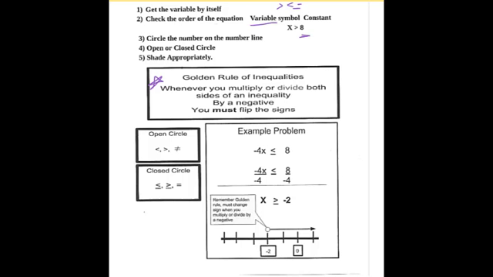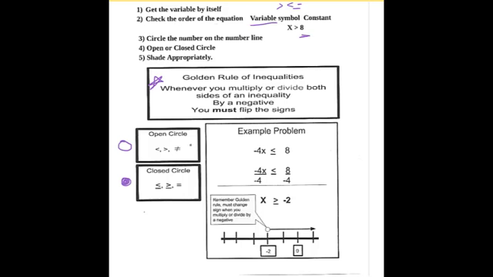On the number line, there are two symbols that we need to know. An open circle is just a round circle with nothing filled in. That will designate whether it's less than, greater than, or not equal to. A closed circle will be colored in all the way solid, and that will demonstrate that it is less than or equal to, or greater than or equal to, or equal to.